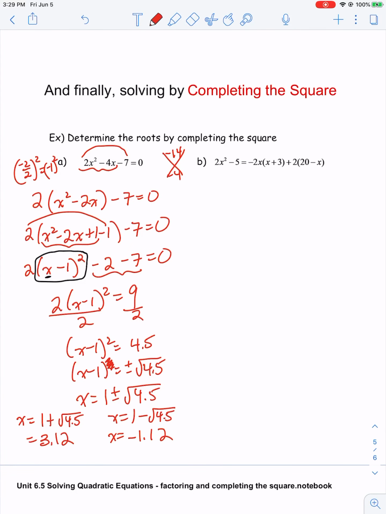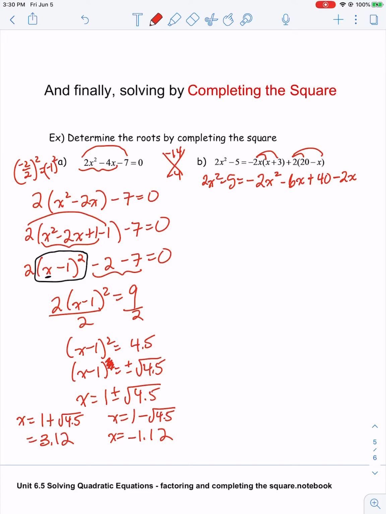This needs to be simplified first and everything brought over to one side. So we've got 2x squared minus 5 equals, that needs to be expanded and that needs to be expanded. So this is going to be a minus 2x squared minus 6x plus 2 times 20 is 40, and then minus 2x.